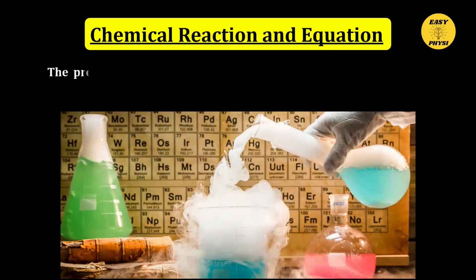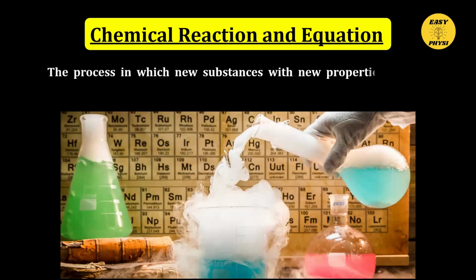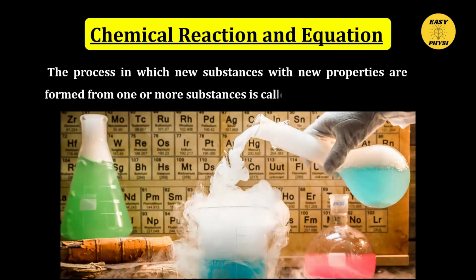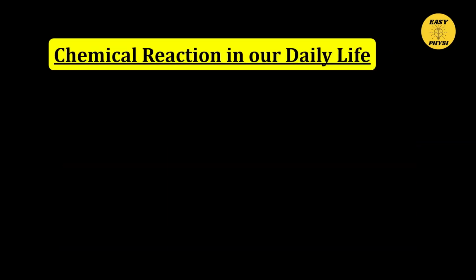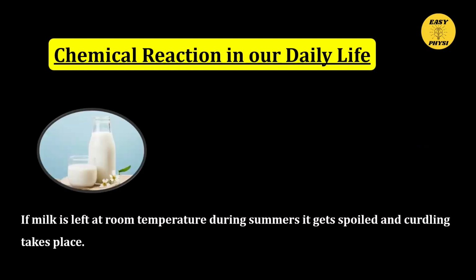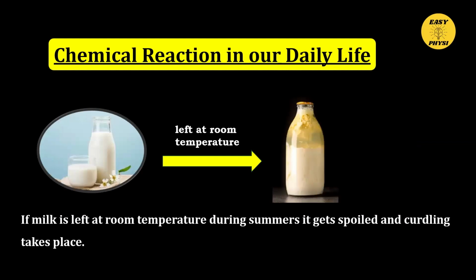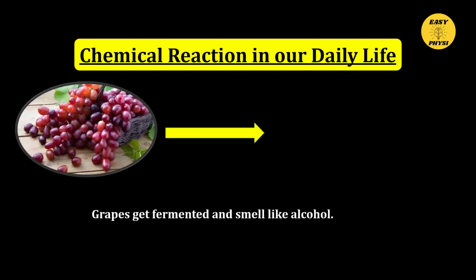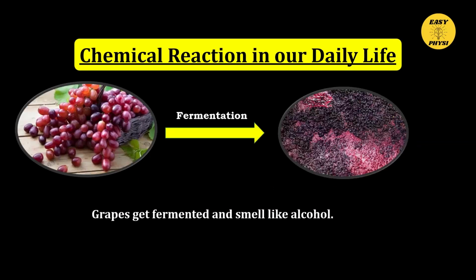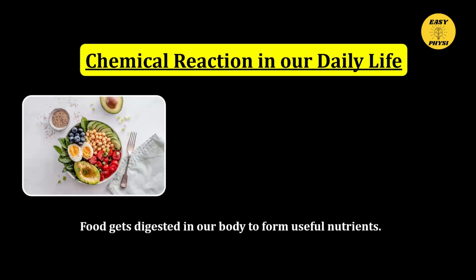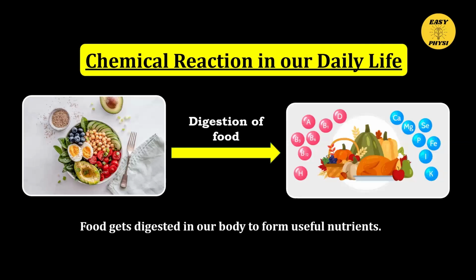Chemical reaction and equation. The process in which new substances with new properties are formed from one or more substances is called chemical reaction. Chemical reaction in our daily life. If milk is left at room temperature during summer, it gets spoiled and curdling takes place. Grapes get fermented and smell like alcohol. Food gets digested in our body to form useful nutrients.